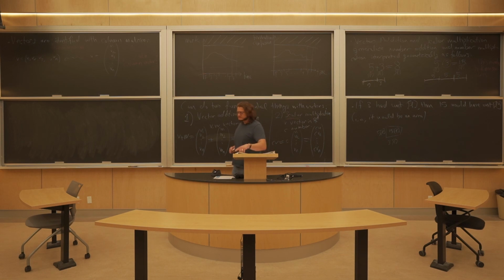So what happens if n is equal to 2? Then R2 is just the collection of pairs of numbers. And of course, this corresponds to the plane. I'll just call it the Euclidean plane. Okay?